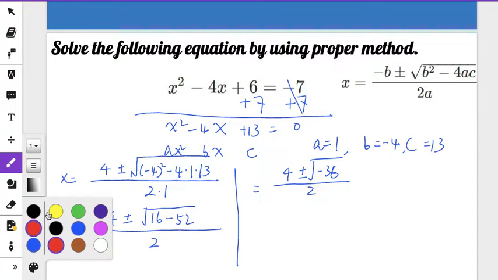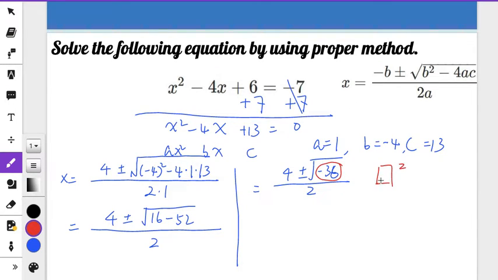Some students probably notice there's something wrong here because there's just no way we can find a square root of -36. If you just try it, you can think of it this way. Is it possible for any number squared to get -36? No, because any number squared is going to be positive 36, right? There's just no way we can get a negative number.